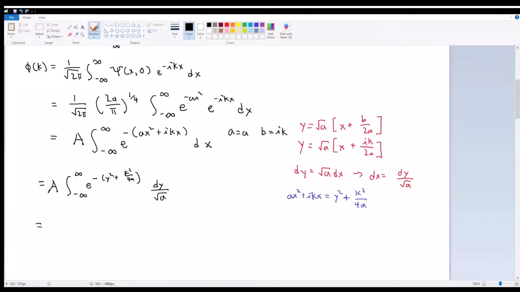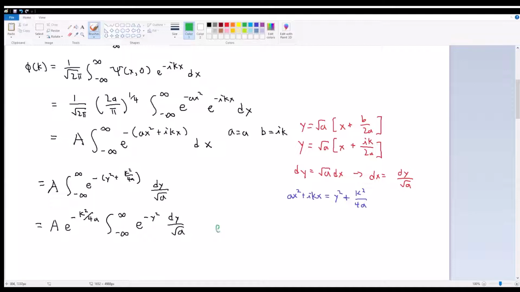Let's redefine this. So a, and then this is going to be e to the negative k squared over 4a times our integral from negative infinity to positive infinity of e to the negative y squared dy over square root of a. Once again, we use the erf function, or we take advantage of the erf function. So I'm going to write this in green.